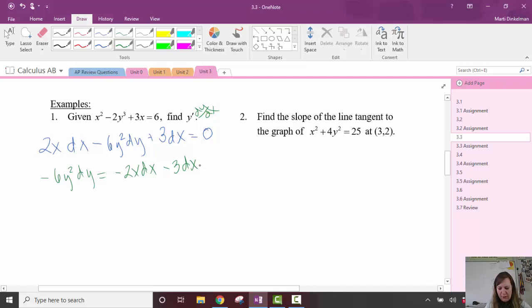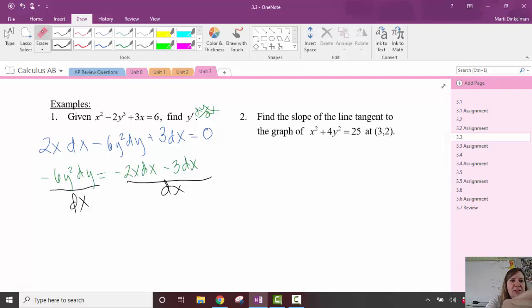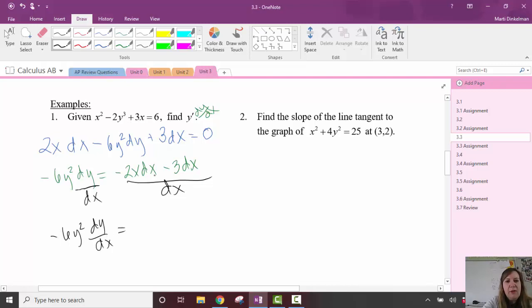There's a couple ways to go from here. But what I want you to do, because we want dy dx, is divide everything by dx. Technically I'm dividing both sides by dx, but because a lot of this is just multiplication, I can just divide the dy by dx. That way you can see I have the dy dx that I'm looking for. Over on the right-hand side, since both terms have a dx, the dx's are all going to cancel. So I just have negative 2x minus 3 there.